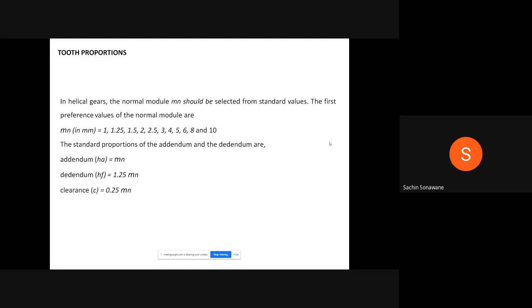The standard proportions of the addendum and dedendum are: addendum HA is equal to Mn, dedendum HF is equal to 1.25 Mn, clearance C is equal to 0.25 Mn. Therefore, please write down this addendum HA is equal to Mn. Values of Mn you write down first of all. Write within 2 minutes because these proportions we have to use while solving problems. Therefore, you must write it.